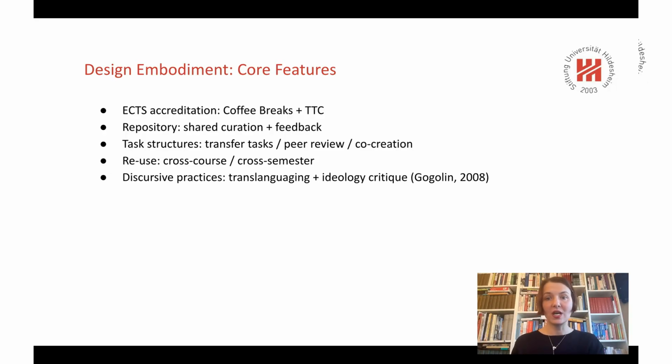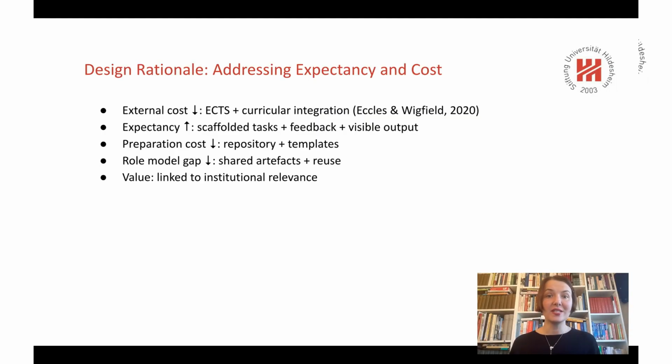Fourth, resources are designed for reuse across courses and semesters by teacher educators and pre-service teachers alike. And with this, the idea is also to work towards closing the implementation gap or the practice gap that is often reported in translanguaging research. Finally, discursive practices include both active translanguaging and critical reflection on monolingual norms. These design features directly address expectancy-value conditions.